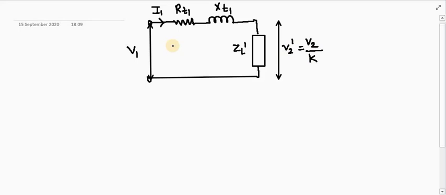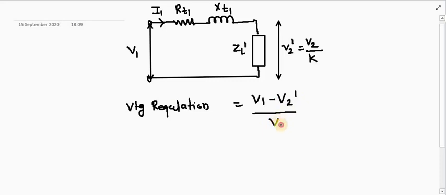So the regulation may also be expressed in terms of the corresponding quantities referred to the primary side, right? So what is the voltage regulation in this diagram? From this approximate equivalent circuit I can write the voltage regulation as equal to V1 minus V2 dash upon V1 into 100.